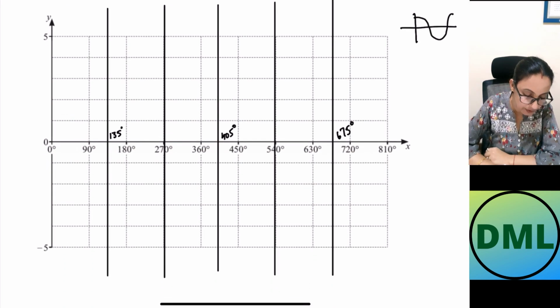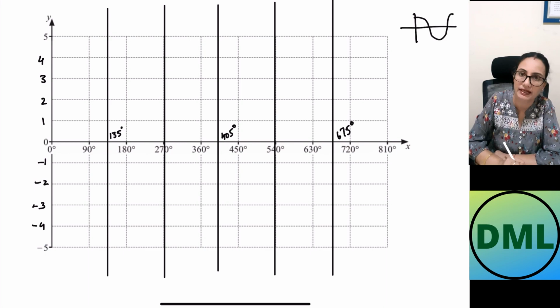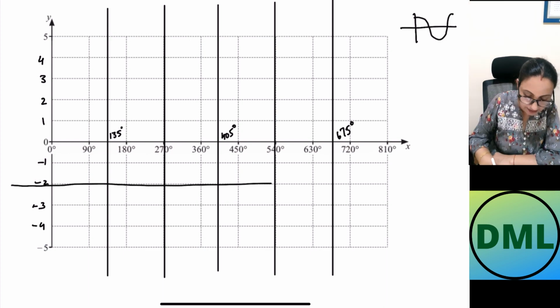So first I need to mark all the values here. This is from 0 to 5. So this will be 1, 2, 3, 4 and 5. This will be minus 1, minus 2, minus 3, minus 4 and minus 5. My axis is at minus 2. Let's plot the axis here.